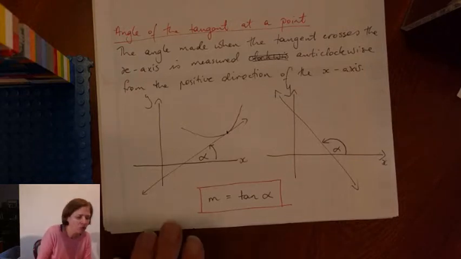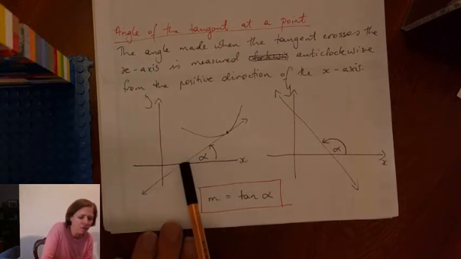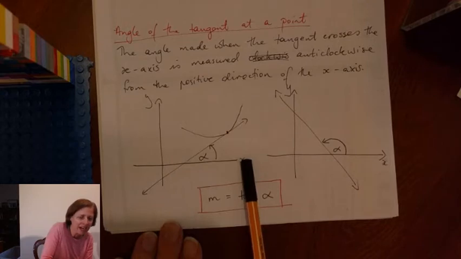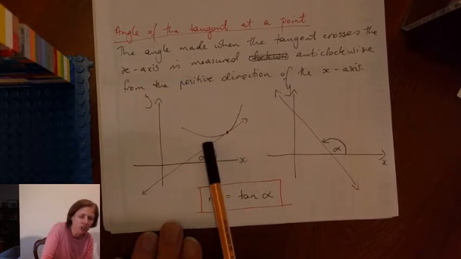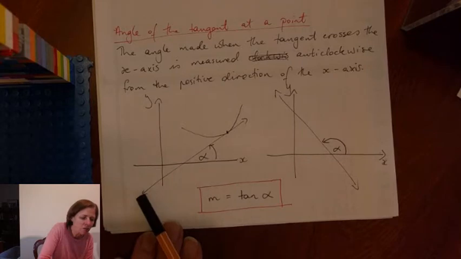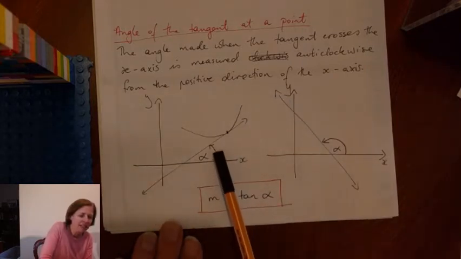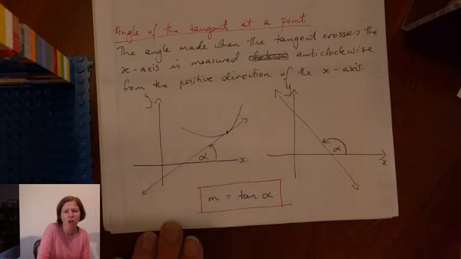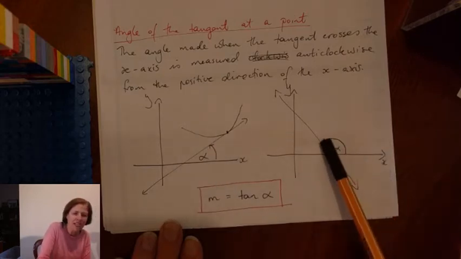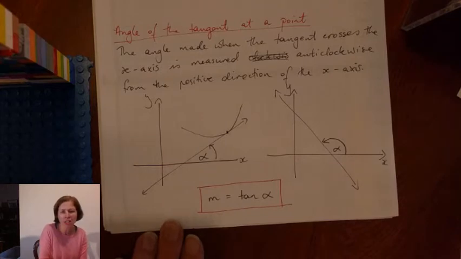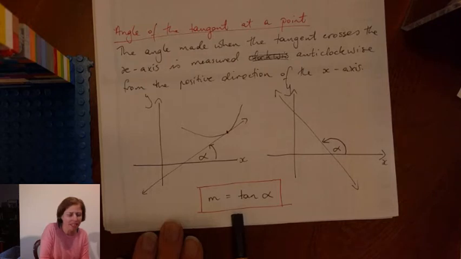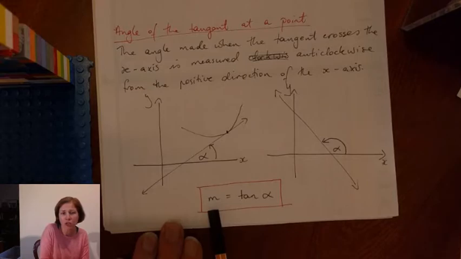The only thing you really need to remember is that this angle is always measured from the positive direction of the x-axis in an anti-clockwise direction. So it doesn't matter whether my line has a positive or a negative gradient. If it's a positive gradient, it's going to give me an answer somewhere between 0 and 90. If it's got a negative gradient, it's going to give me an answer somewhere between 90 and 180. And the equation I use is m, that is the gradient, equals tan alpha, but we find the gradient by using the derivative. So here's an example.